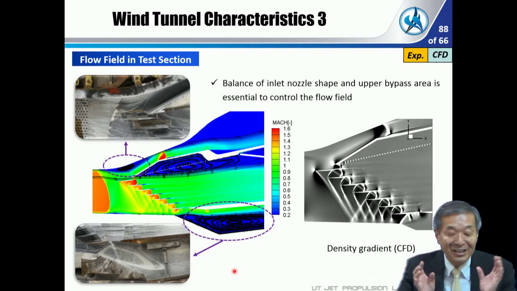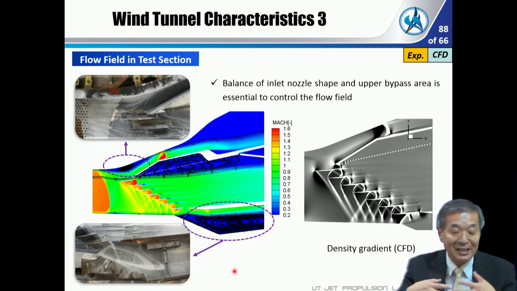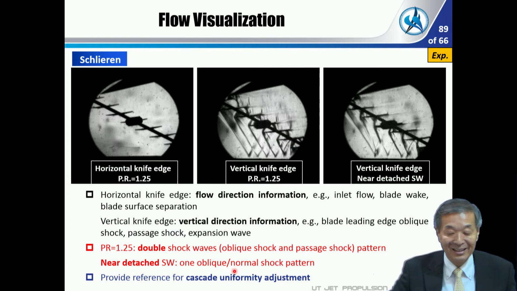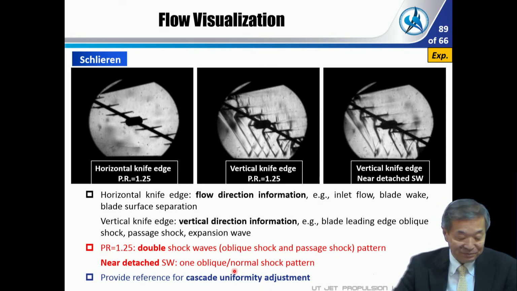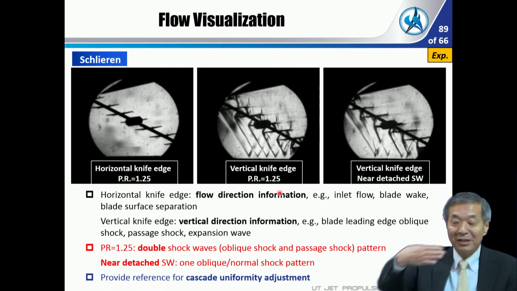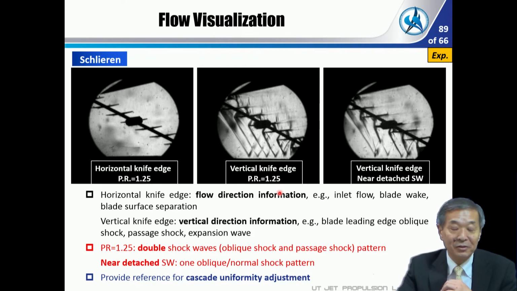But nowadays we can use this kind of CFD. So we can use both CFD and experimental data and combine them to get a very good flow field inside the wind tunnel. Okay. And this is a visualized view by the Schlieren technique. So we can use the horizontal knife edge or vertical knife edge. So the visualized view is different.